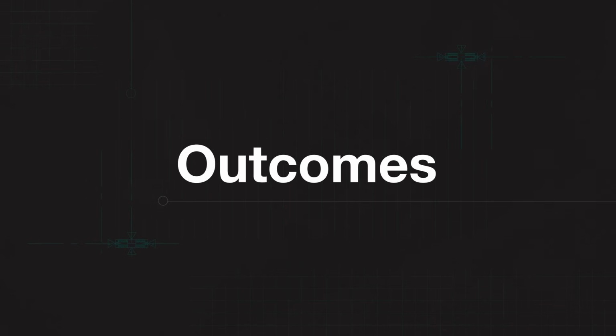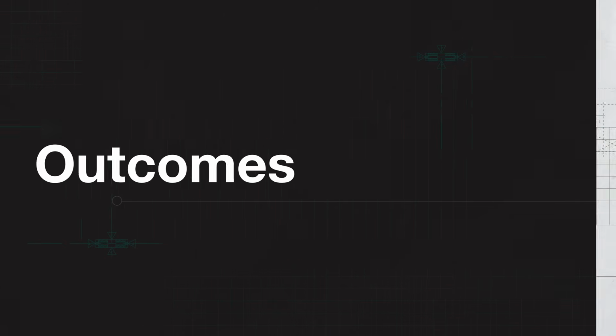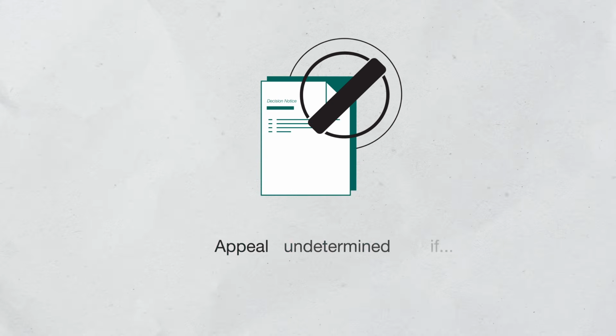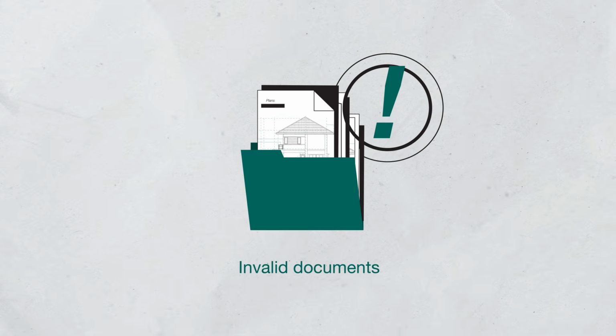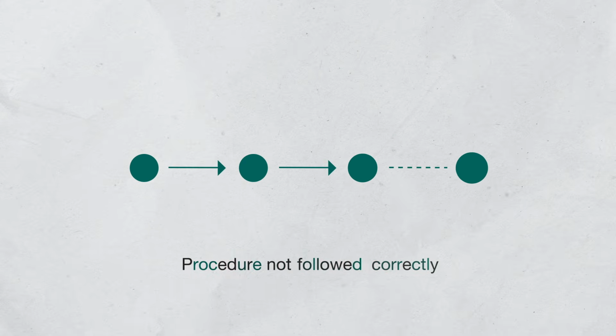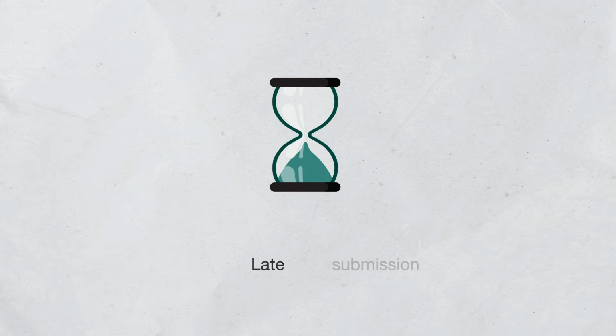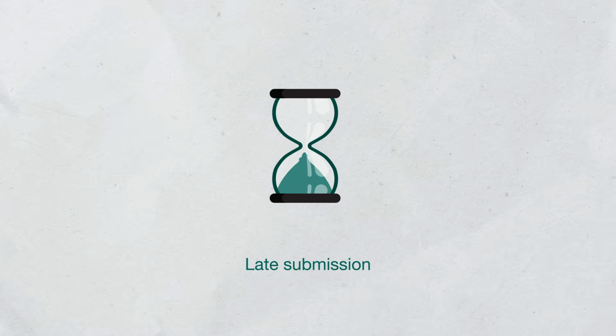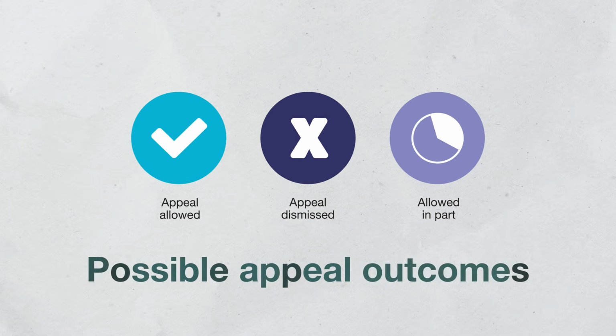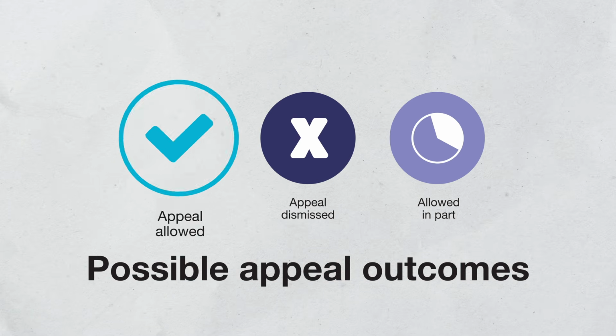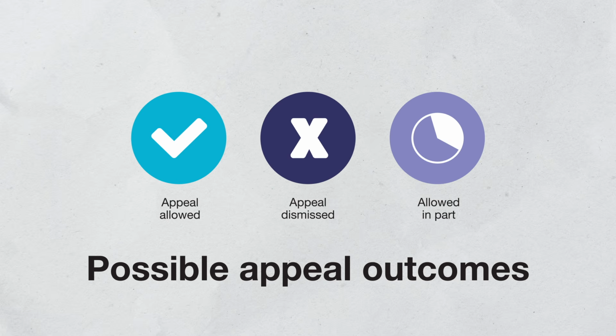Outcomes. Your appeal might not be determined if there is invalid documentation, the procedure was not followed correctly, or you submit late documentation. If your appeal is determined, then possible outcomes are appeal allowed, appeal dismissed, or allowed in part.